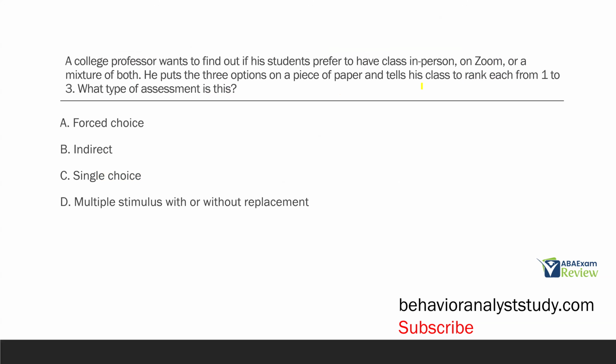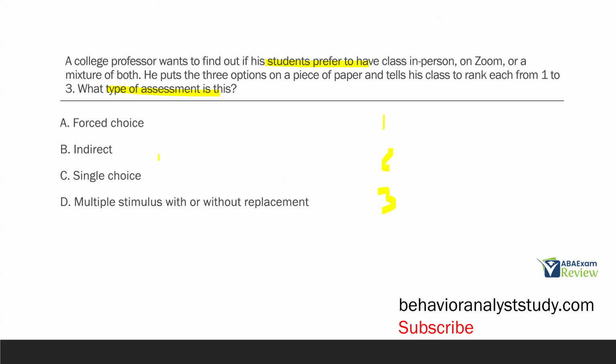A college professor wants to find out if his students prefer to have class in person, on Zoom, or a mixture of both. He puts the 3 options on a piece of paper and tells his class to rank each from 1 to 3. What type of assessment is this? Very straightforward preference assessment question. We know we're looking for the type of assessment. The professor wants to know what the students prefer. Preference assessment. He's got a piece of paper with 3 options on it, and the students have to rank it. What type of assessment would that be?